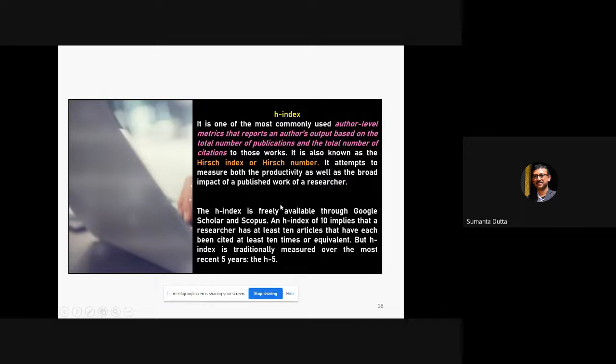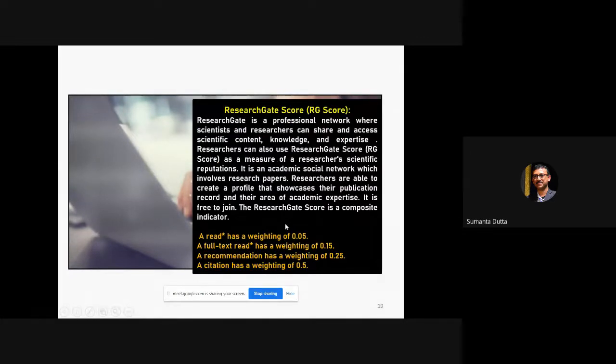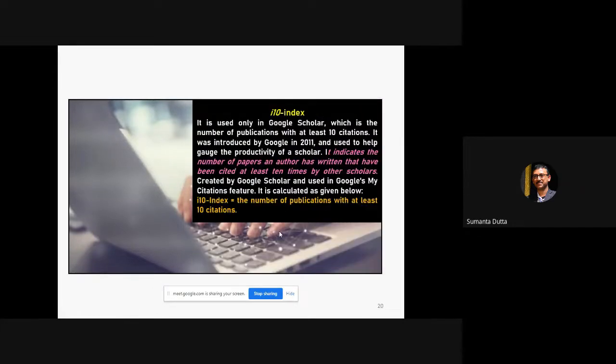Other than the H index, we have the RG score, the G index, and the I10 index. Yes, I have an I10 index. What is the I10 index? In your Google Scholar profile, beside your H index, you are also given another index, which is called the I10 index. The I10 index is the total number of publications with at least 10 citations. That means if a publication is cited 10 times, only that paper is considered for the I10 index. Suppose out of 3 papers, you have only 1 paper with more than 10 citations. So your I10 index becomes 1. In that way, it is calculated. That is the simple way I can explain how it is calculated.